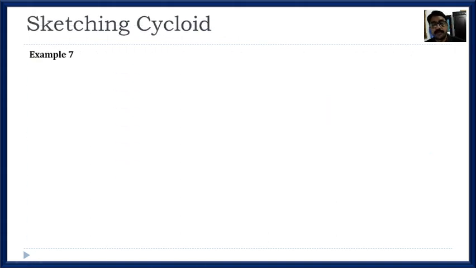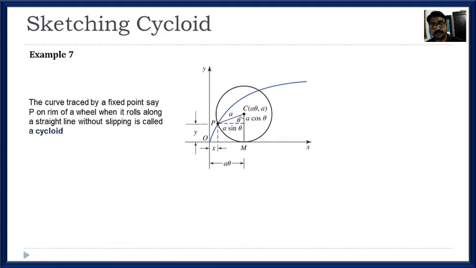Now, another very important curve in the parametric section is the cycloid. What is a cycloid? Imagine a wheel or a circle with a fixed point marked on it, rolling on a line without actually slipping. It should not move to the right side, but it should roll.